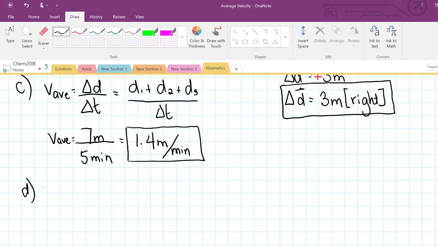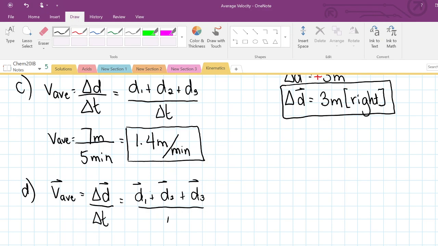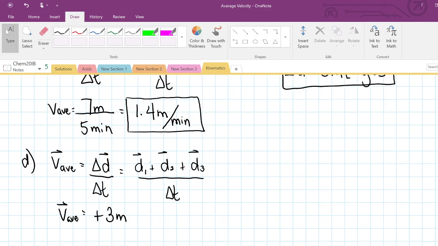The last part is, well, what is his average velocity? And average velocity is the displacement, the total displacement over the total time. So that's my first displacement plus my second displacement plus my third displacement over my total time. And we determined that our total displacement is positive 3 meters, and it took him 5 minutes to cover those positive 3 meters.